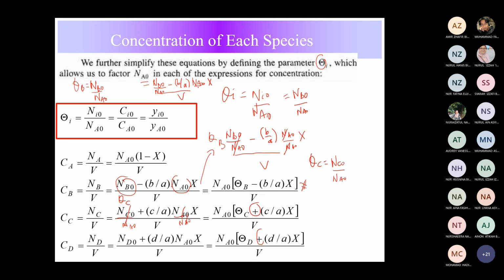So automatically sini kena over NA naught. This one over NA naught. You tak boleh kacau V ni sebab dia dekat arah yang lain. So daripada sini you automatically jadikan dia theta B. B over A, this one jadi B over A times X. Okay, clear tak?